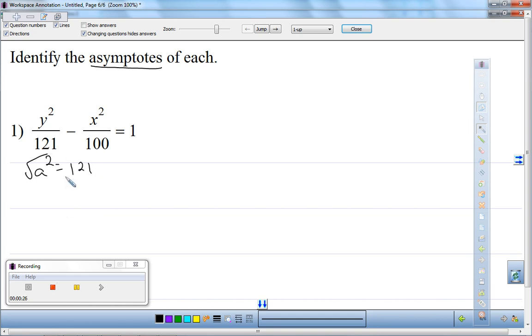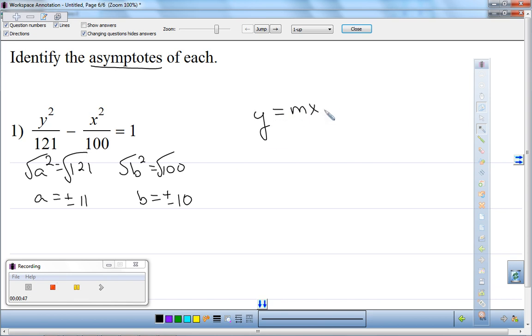But we're going to need a to come up with our slope for the equation of our line. So a is equal to plus or minus 11. And then we'll do the same thing to find b. So b squared is equal to 100. Take the square root, and b is equal to plus or minus 10. Remember that the equation of a line is y equals mx plus b. But since we're at the origin for our particular hyperbola, there's no y-intercept. So y is equal to mx.